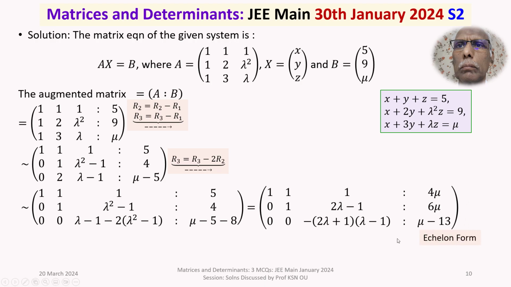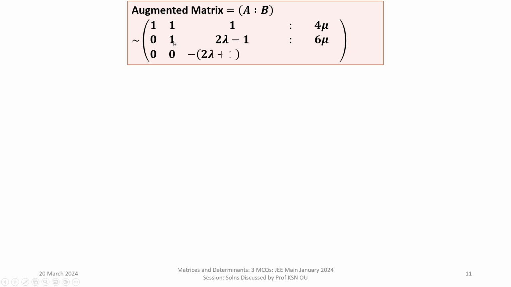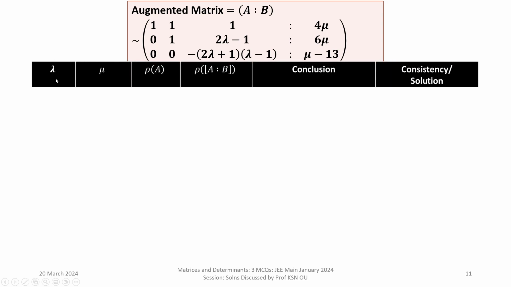After getting the echelon form, make the discussions. We go to the next slide, and this time we have made it in tabular form. This is the augmented matrix A with B, and this is your echelon form. The table has the values of lambda, mu, rank of A, rank of the augmented matrix, conclusion, consistency, and nature of the solution. We take first the case lambda is equal to 1.